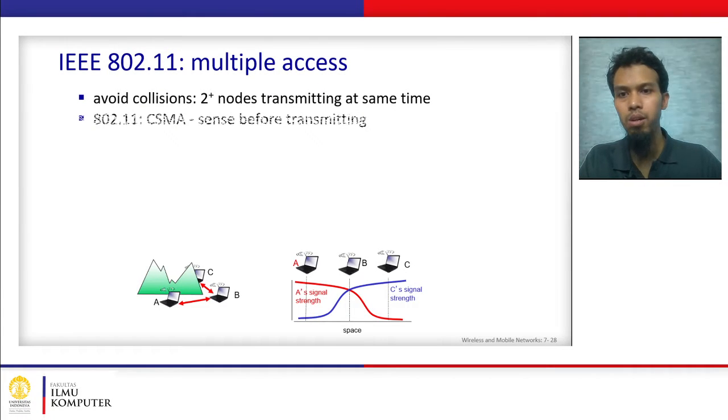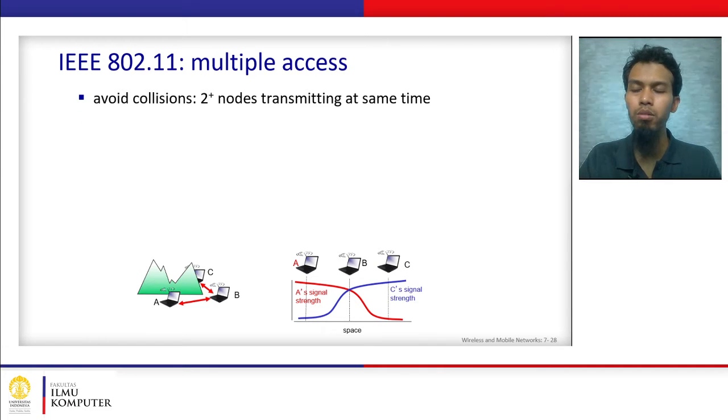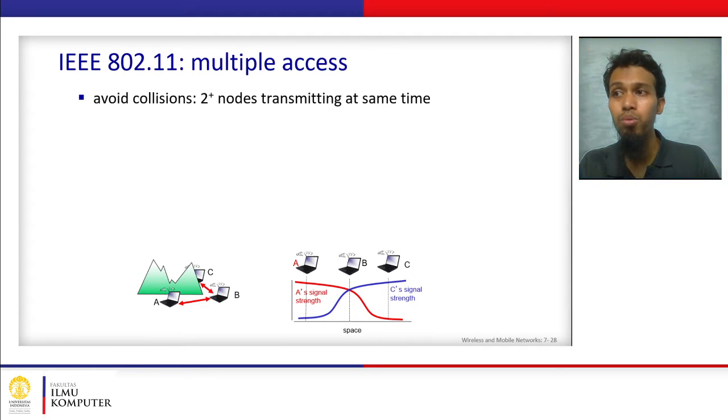Hello everyone. Now let's continue our discussion on the multiple access in the 802.11. As we have seen before, the multiple access protocol is called CSMA. Instead of using collision detection, it is more about avoiding collisions, because if two or more nodes transmit at the same time, there will be a collision. So our goal is to avoid the collisions.